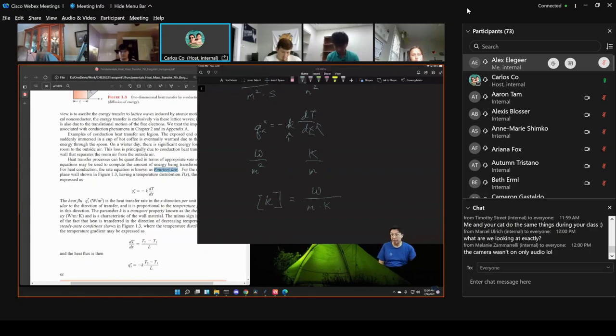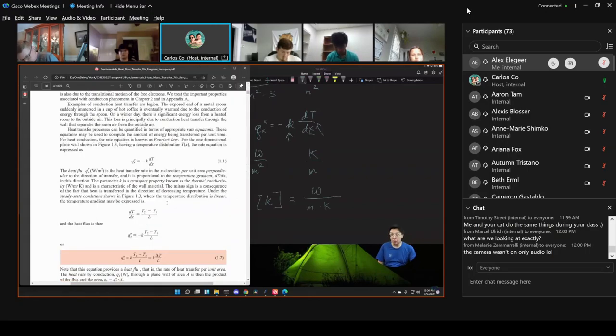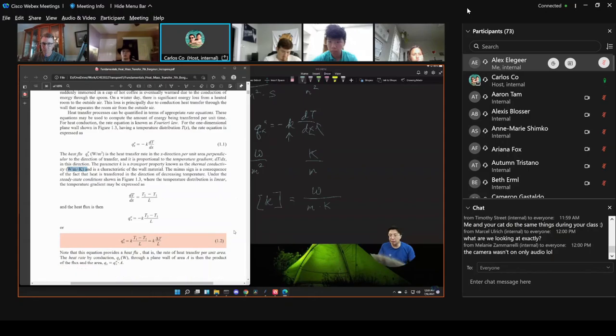So the units of thermal conductivity are watts per meter kelvin. It's a characteristic of just the material. We'll be going through more details here. So let's scroll down a bit.